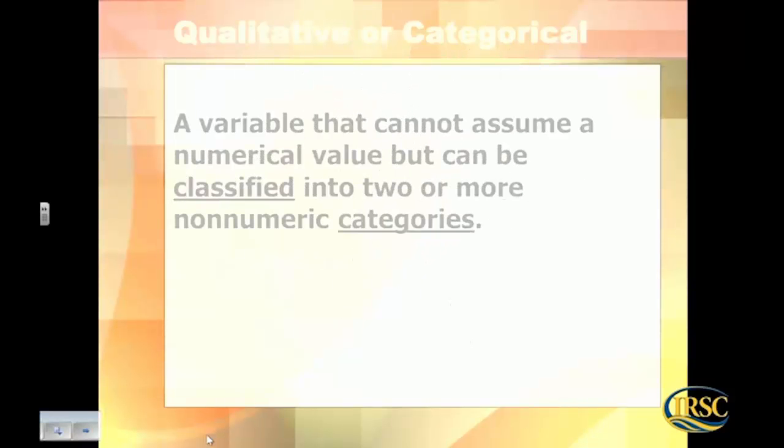And then the other type of variable we have is a qualitative or categorical. This is a variable that cannot assume a numerical value, but can be classified into 2 or more non-numeric categories. One of the examples in those parentheses in the bubbles was make of a car. You wouldn't say 5. You would give it an actual name, a category. It could be hair color. So these are the types of qualitative variables.